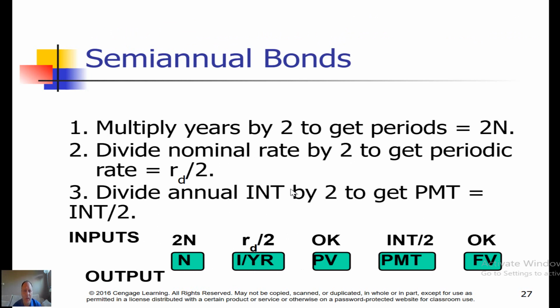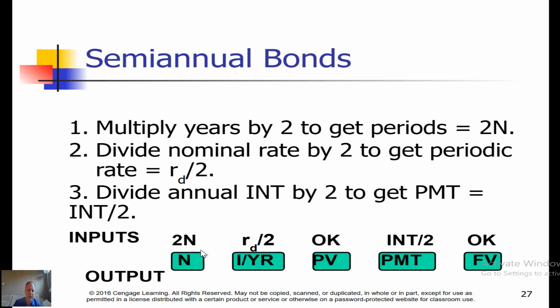Well, not all bonds pay interest only once a year. We have semiannual bonds that pay interest twice a year. There are also quarterly bonds, maybe monthly bonds. How do we change our calculations for semiannual bonds?